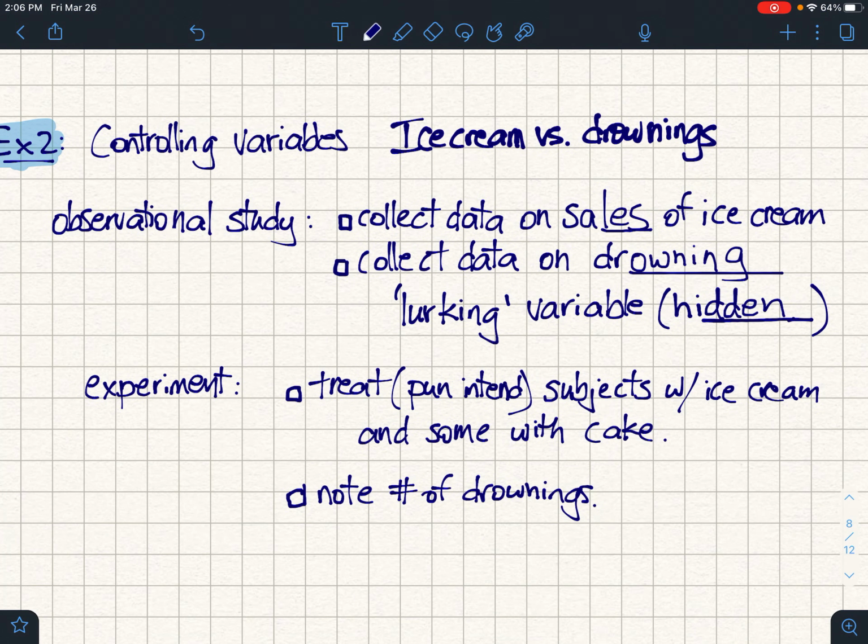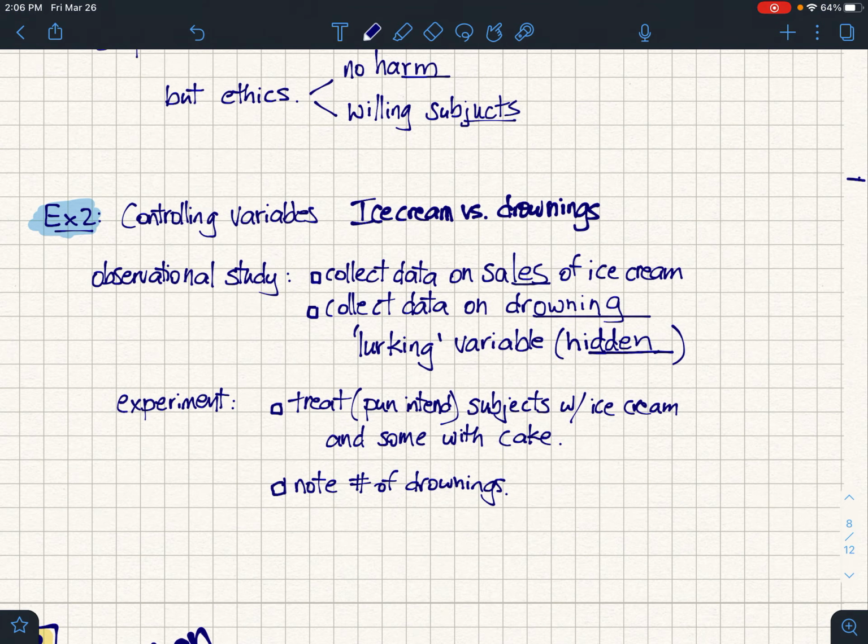If you were going to do this as an experimental, like does ice cream really cause it, you would treat the subjects with either ice cream or cake, and then you would note the number of drownings that occurred with your subjects, and then that would give you either yes or no. There is nothing here.